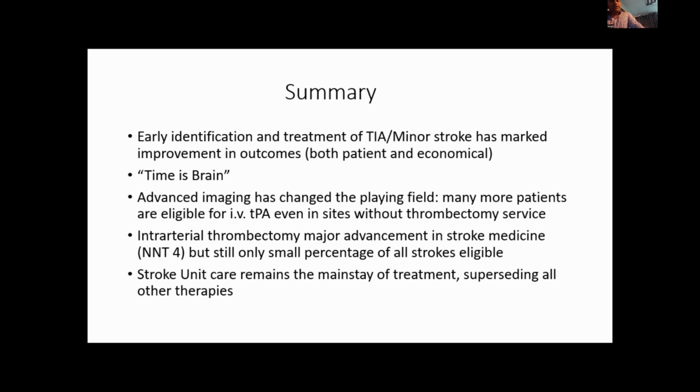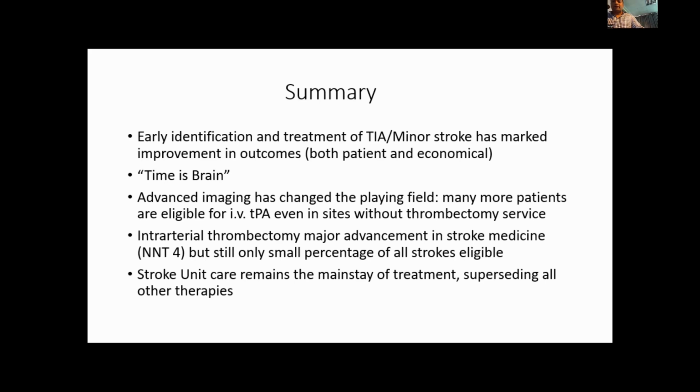So basically, what I want to highlight to you was, in settings like we have here in Rajapura, you can have the biggest impact on people if you hit TIAs and minor strokes hard. If you've got an ability to start things early, you're going to prevent those people presenting 30 days later with big strokes. We know time is brain, and that adage is still true, but I would say that advanced imaging has changed the game. It certainly has changed it for me, and has made life for our patients much better.